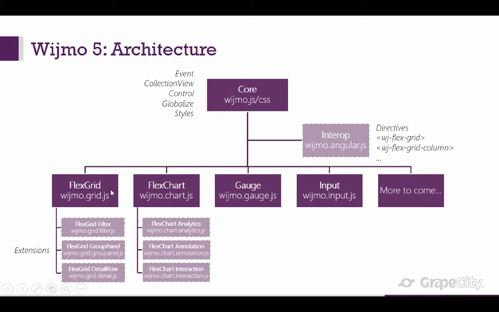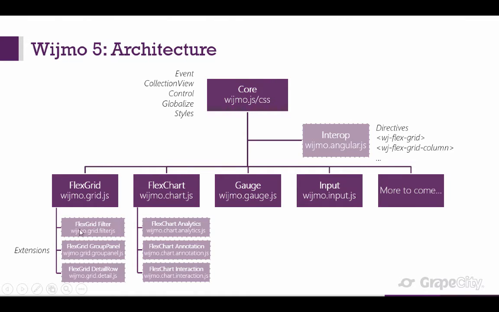All right, so the row of dark purple boxes in the center here, we have our core controls. We have modules that contain these controls. So we have the grid, the chart, gauges, input. Input contains a whole handful of data entry controls. And those are the core controls I talked about, having just the key features.